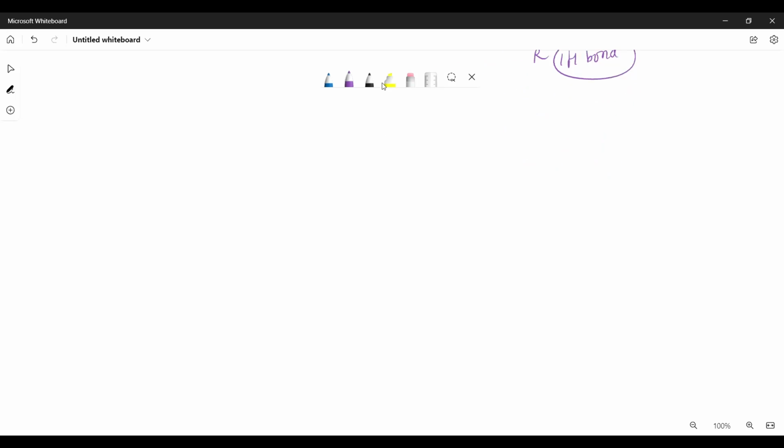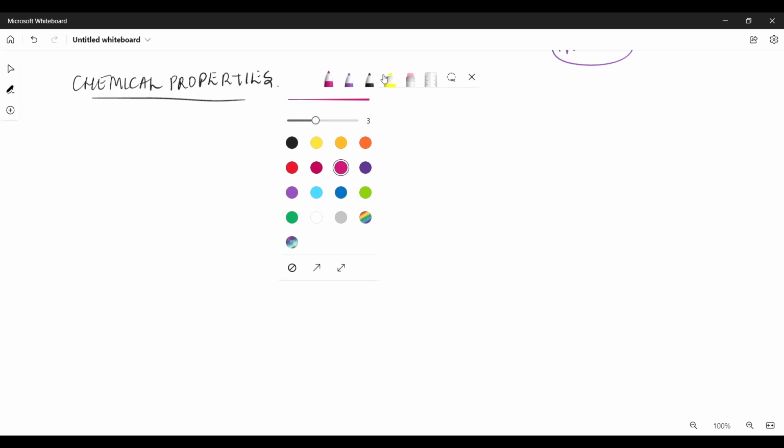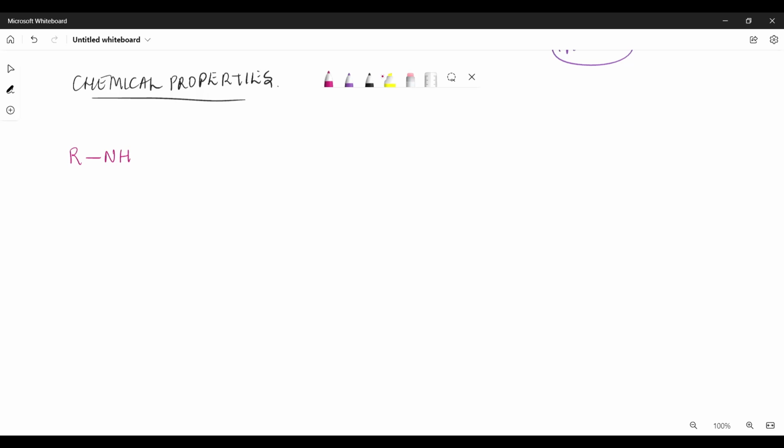Now coming to most important part, that is chemical properties. Chemical properties of amines. First, before we go into depth of reactions, what we have to know is whether amines are basic or acidic. Of course, amines are, what do you think? They are going to be basic in nature.